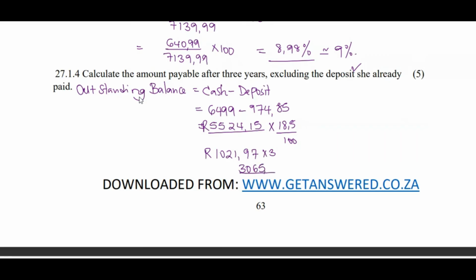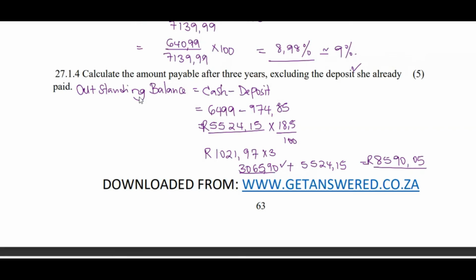This, I repeat, is interest. So the question wants to know, calculate the amount payable after the 3 years. So we've seen the interest. He has to pay the interest. On top of the interest, he has to pay the outstanding balance. Then the final answer becomes 8,590 rands 5 cents. This is how much he's supposed to pay, excluding deposit.